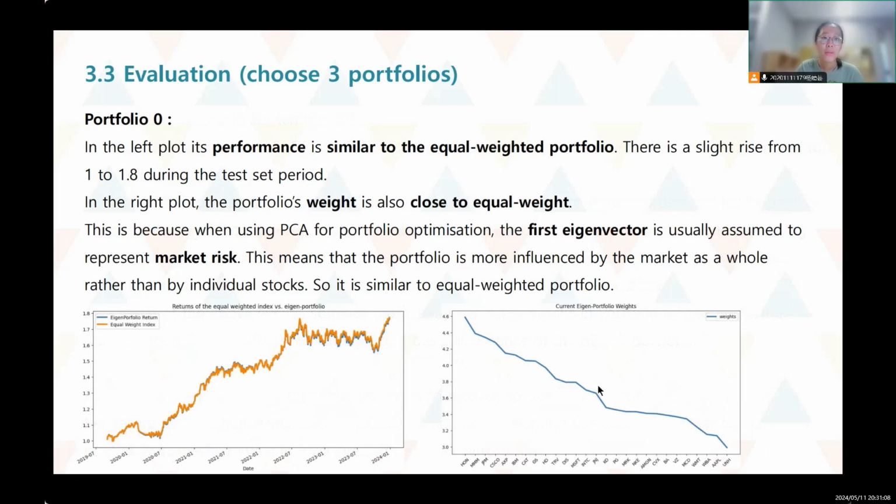Portfolio 0 in the left plot, its performance is similar to the eco-weight portfolio. There is a slight rise from 1 to 1.8 during the test set period. In the right plot, the portfolio's weight is also close to eco-weight. This is because when using PCA for portfolio optimization, the first eigenvector is usually assumed to represent the market risk. This means that the portfolio is more influenced by the market as a whole rather than by individual stocks in the market, so it's similar to the eco-weighted portfolio.